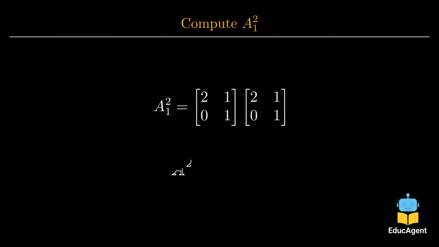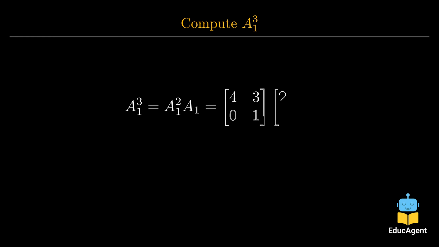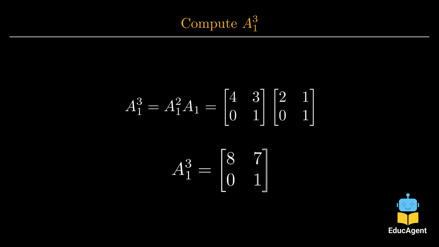Multiply entries. The bottom left stays 0, bottom right stays 1, top left is 2 times 2 equals 4, and top right is 2 times 1 plus 1 times 1 equals 3. The same structure persists. Top left doubles to 8, and the top right becomes 4 times 1 plus 3 times 1 equals 7.